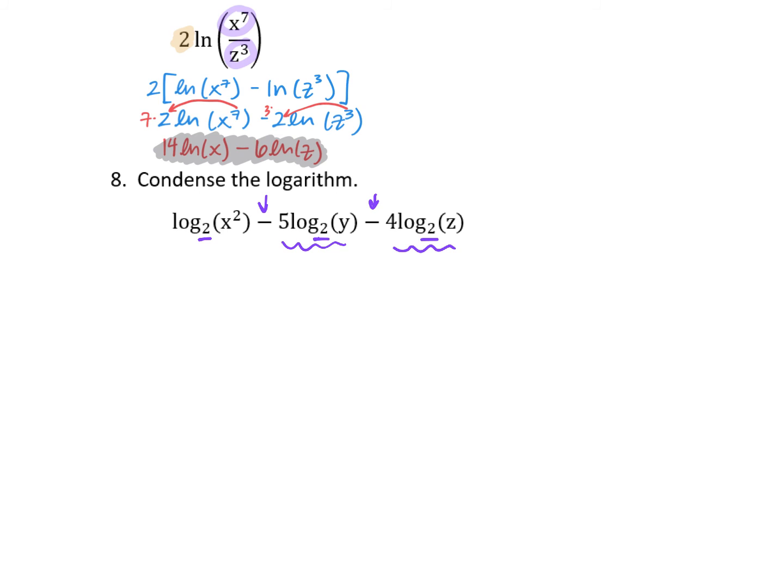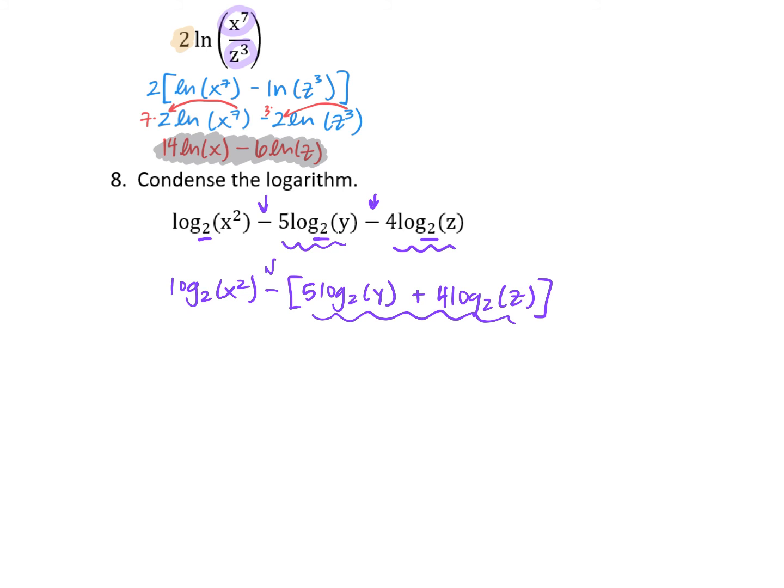You could also think about taking out a GCF of -1 from the second and the third terms here in this expression, which would make that 5 log base 2 of y plus 4 log base 2 of z. And so you can see that these two terms are going to be multiplied together, but then they're going to go into the denominator because of that minus sign.